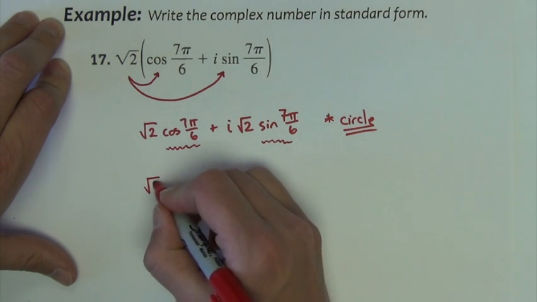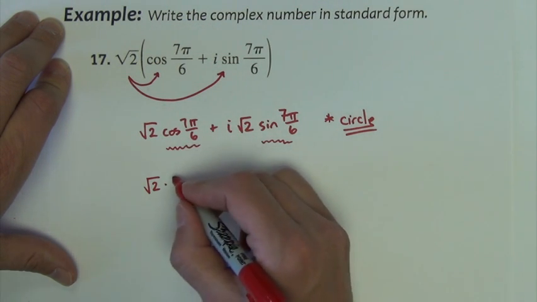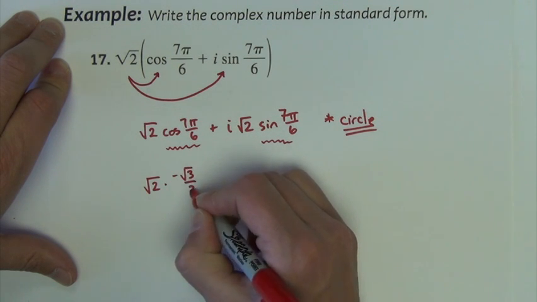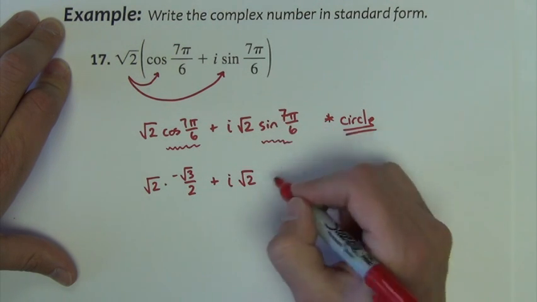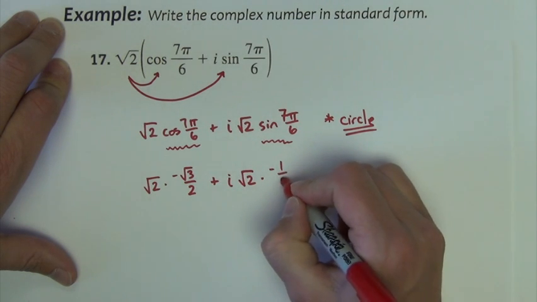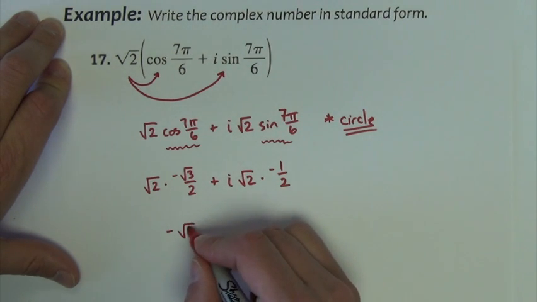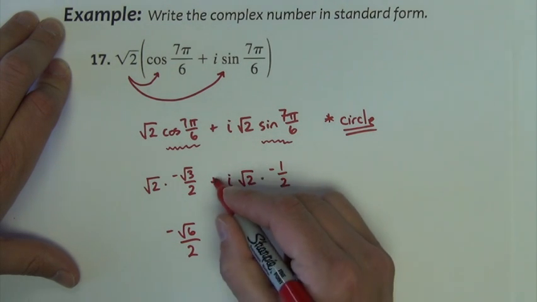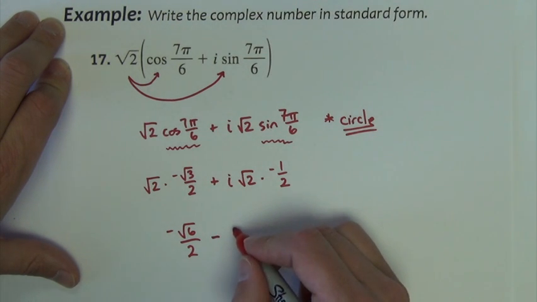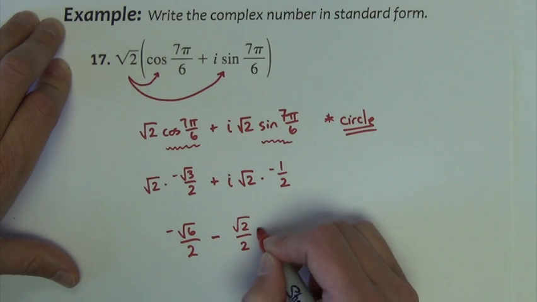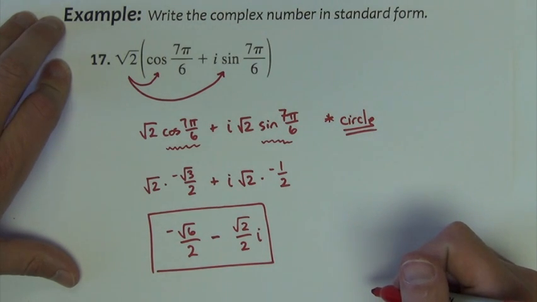So we'd have the square root of 2 times the cosine of 7 pi over 6, which is negative square root of 3 over 2, plus i square root of 2. The sine of 7 pi over 6 is negative 1/2. And so if we multiply this together, we get negative square root of 6 over 2. The plus I'm going to change to minus, and I'll have square root of 2 over 2 i. And there's our complex number in standard form.